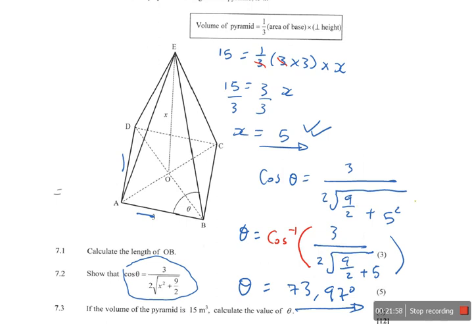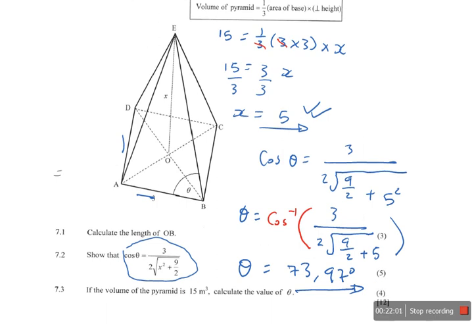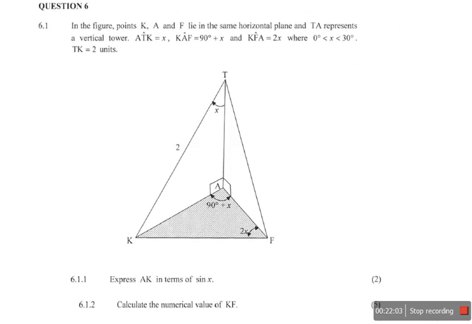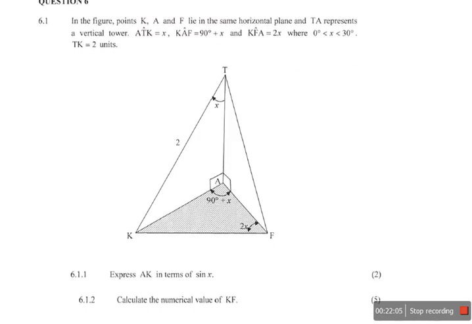So let's continue and see what else they have brought for us. Question 6, from 2015, where they say express AK in terms of sin theta. In the statement at the top, in the figure, points K, A and F lie on the same horizontal plane. Here we can see A, K and F on the horizontal plane, right?